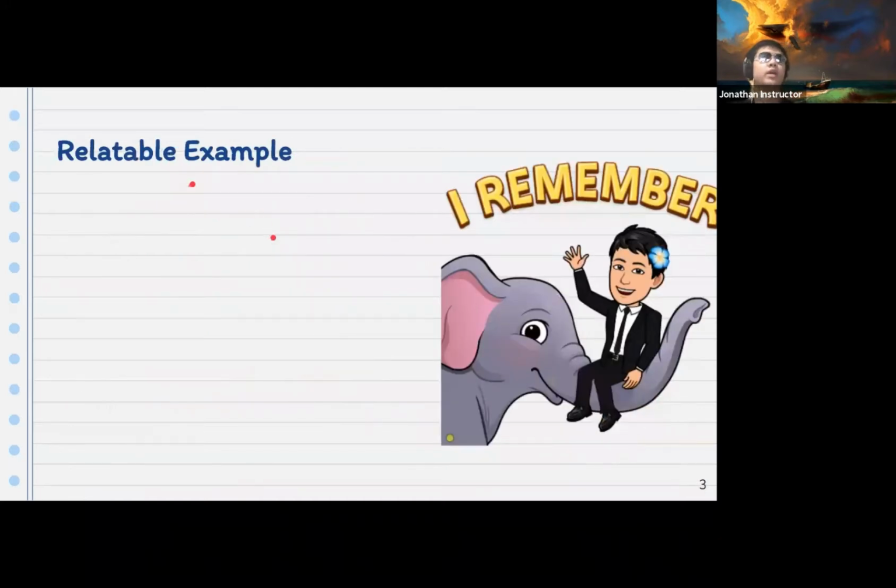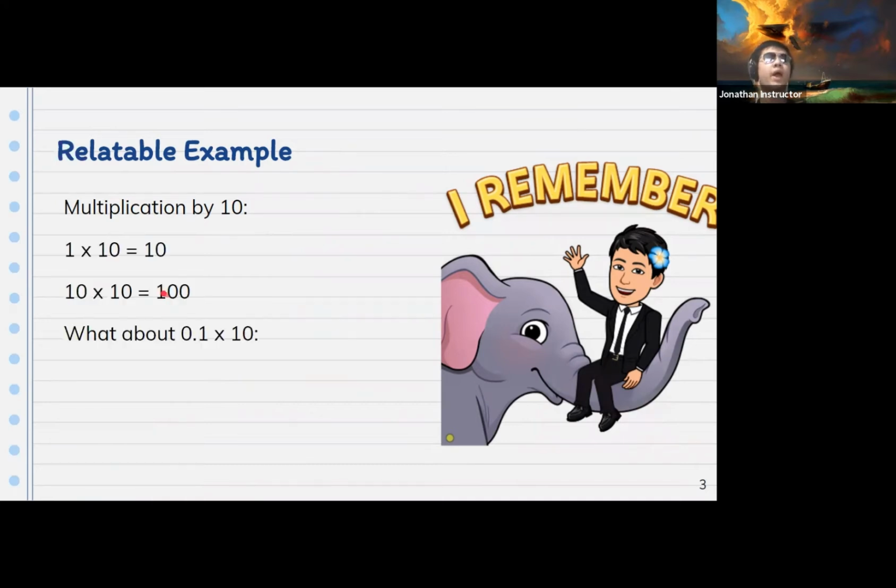So let's try something you understand first, obviously: multiplication by 10. We learned how to do that on day 1. Remember, 1 times 10 is 10. Well, 10 times 10 is 100. The pattern here is that when you multiply by 10, you're adding an extra 0, or you're moving the place up to the left.